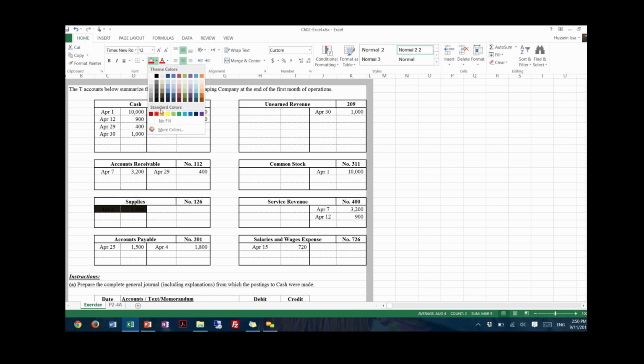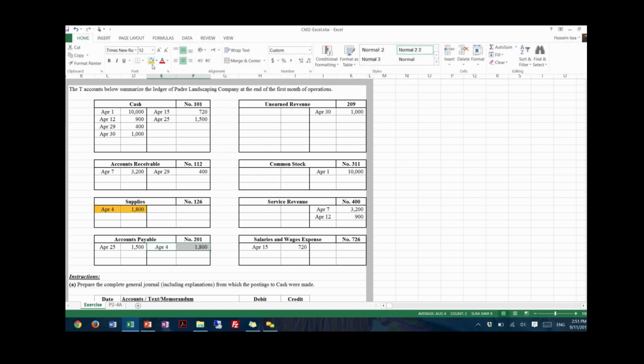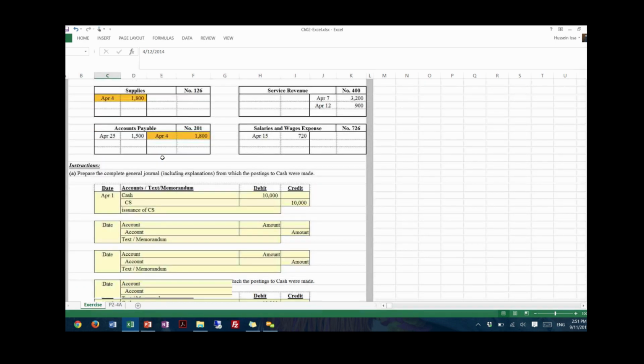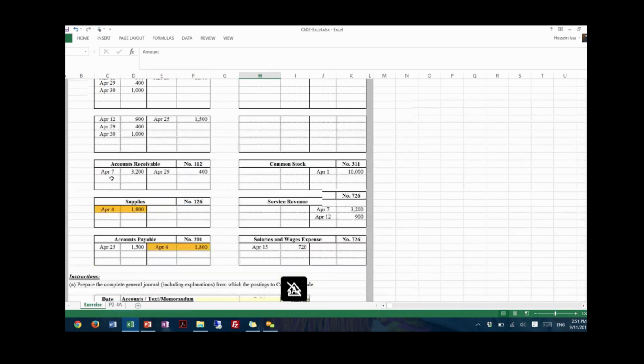okay, this is too dark. It's going to be hard to see. So this one and this one, that's correct, if we were to do the whole thing, right? But in this case, they asked us specifically to do only the cash. You have to be very careful about that when you're doing your homework. Okay? Make sure that you do exactly what they are asking you to do. So we only do cash. We did this one. Next is April 12th. What do we have on April 12th? Cash was debited, right? 900.